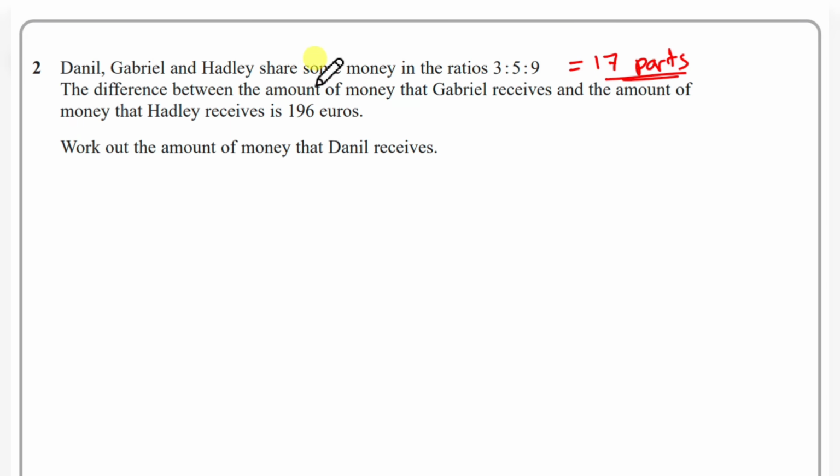Now, the difference between the amount of money that Gabriel receives and the amount of money that Hadley receives is 196 euros. Work out the amount of money that Daniel receives. So just in order, yeah? Let's put 3, 5, 9 for a second. And just put the names on top. So it's always written in the order of names. So Daniel has 3 parts, whereas Gabriel has 5 parts, and Hadley has 9 parts. Now it tells us the difference between the amount of money that Gabriel receives and that Hadley receives is 196 euros. So the difference between 5 and 9 parts, which is 4 parts, has to equal 196 euros.